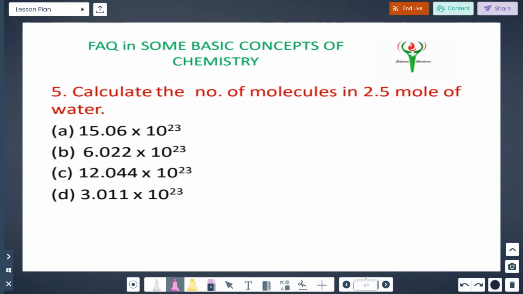Now see the next one. Here, calculate the number of molecules in 2.5 mole of water. This question is based on the mole concept. So for the mole concept, only one thing you should remember.